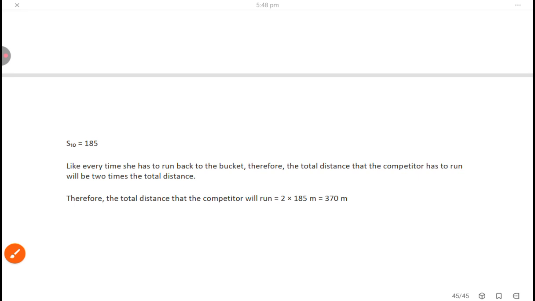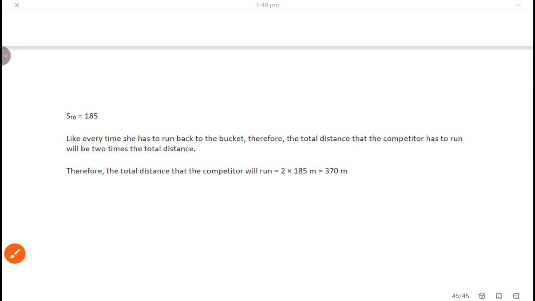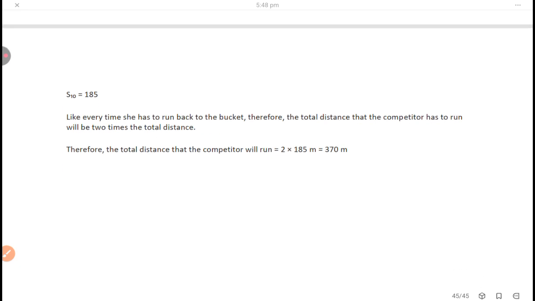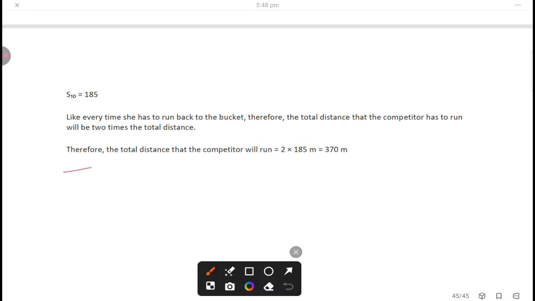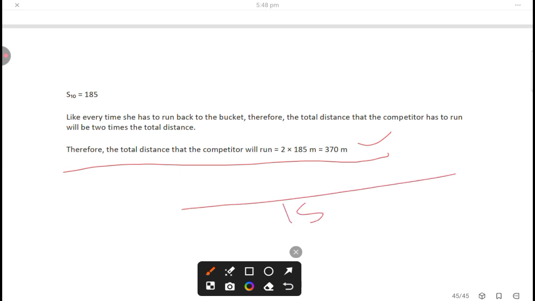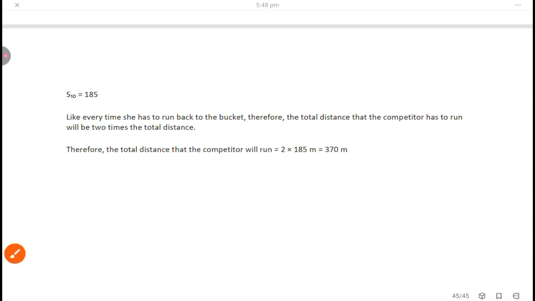Every time she has to run back to the bucket, therefore the total distance that the competitor has to run will be 2 times the total distance. So we have found one way only. She has to run 2 times. Therefore the total distance covered by the competitor will be 2 into 185. She has to travel 185 meters first, then again 185. So 370 meters is the total distance.